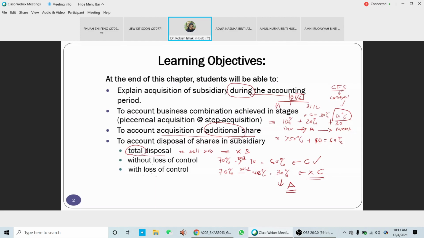We have three things: total, without loss, and with loss. So three different accounting treatments. But for the acquisitions, we only have two: the piecemeal, and then the other one is additional shares. And for today's class, maybe we are able to look at the first objective only.